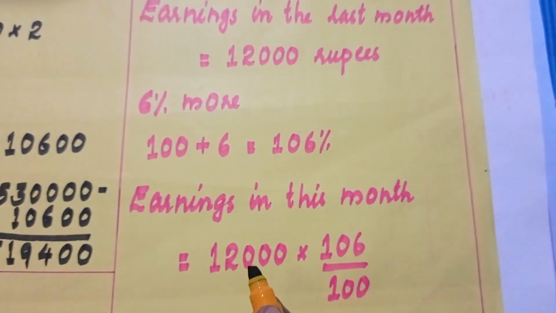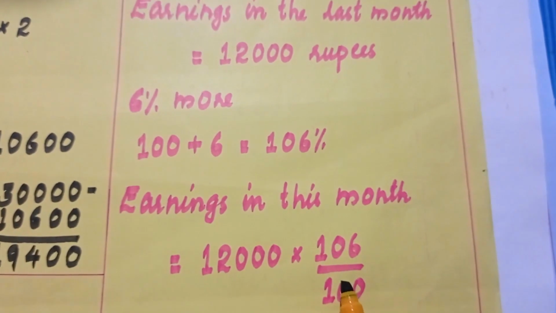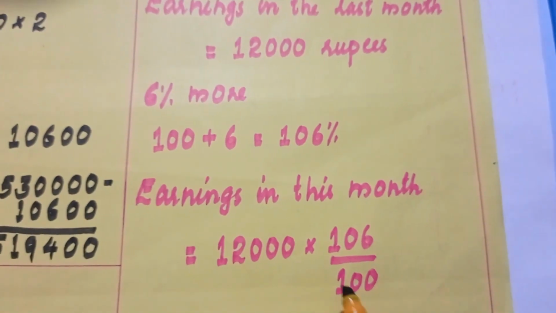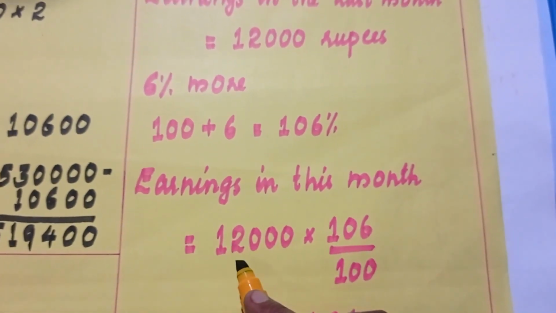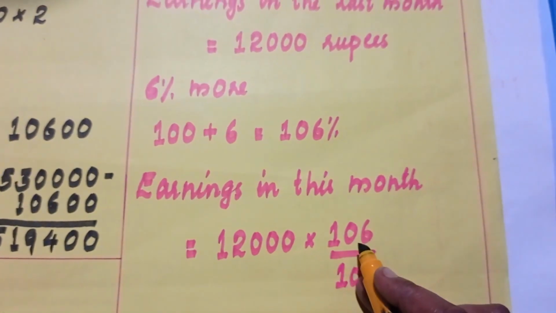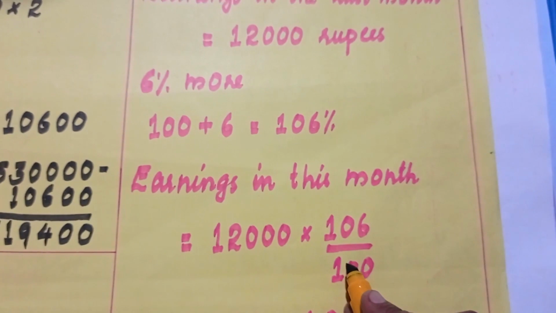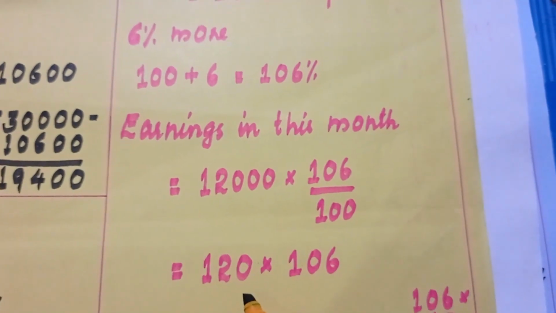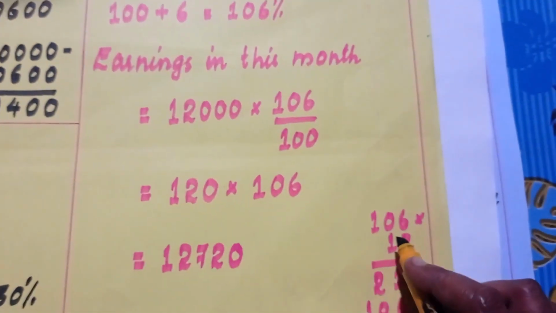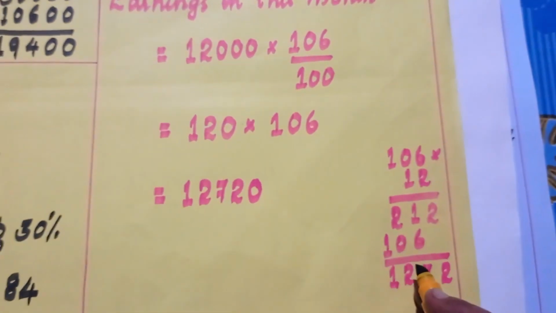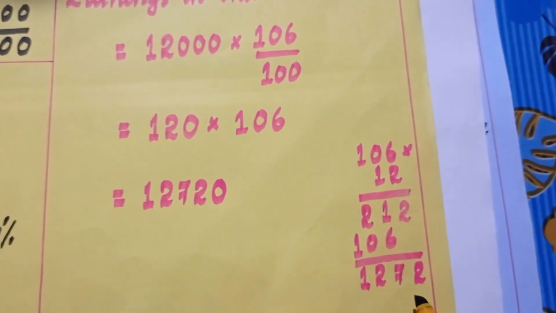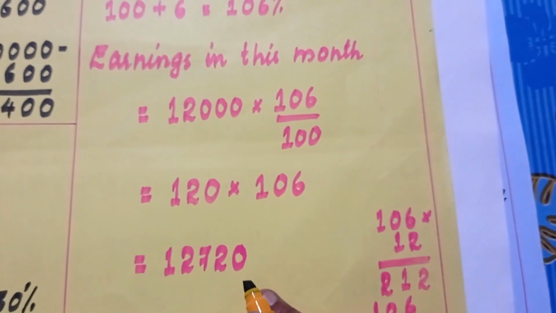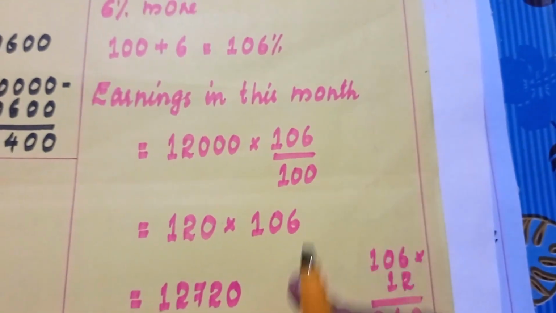Earnings in the last month is 12,000. Then 106% of 12,000, or 106 by 100 parts of 12,000. Then 12,000 into 106 by 100. Then cut two zeros here and two zeros here. Then 120 into 106. Multiply 106 into 12, 1272. Then put one zero. Then 12,720 is the earnings in this month.